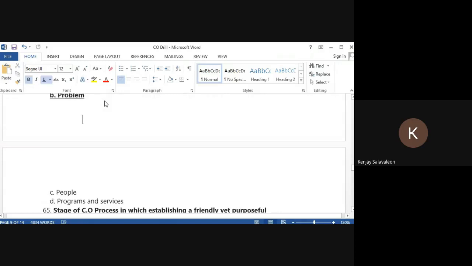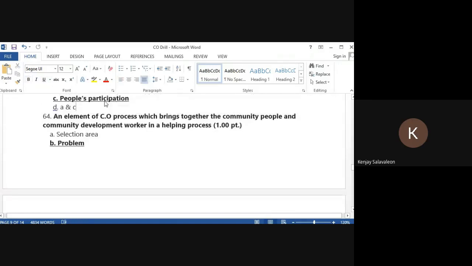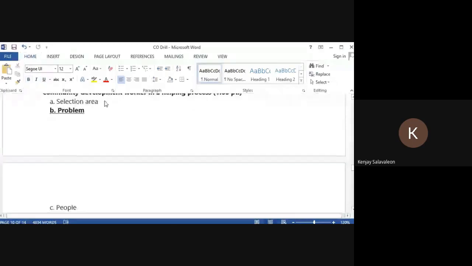64. An element of CO process which brings together the community people and the community development worker in a helping process. So what is it? No? Na dahilan that community people, community development workers as a social worker comes into one place. It is due to problem.